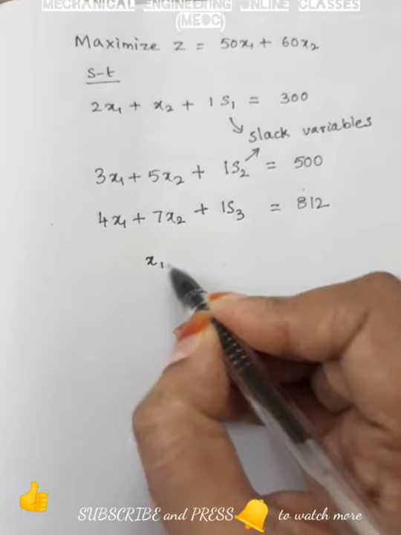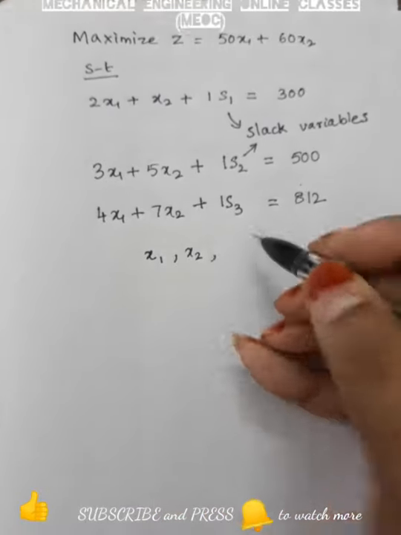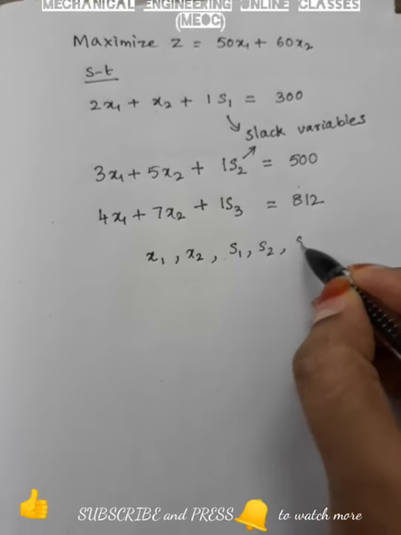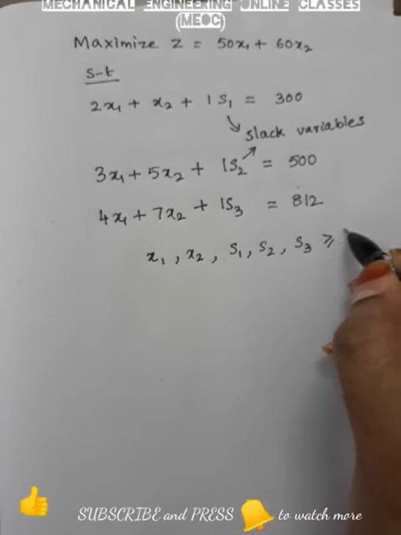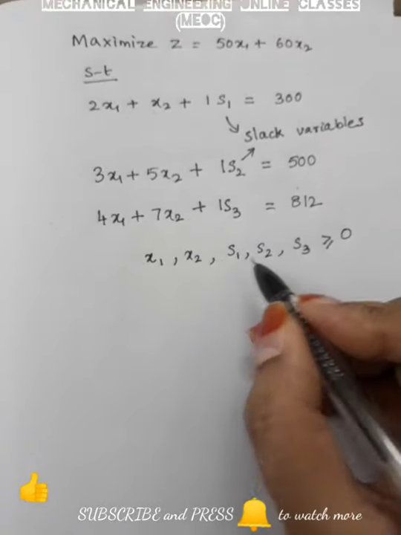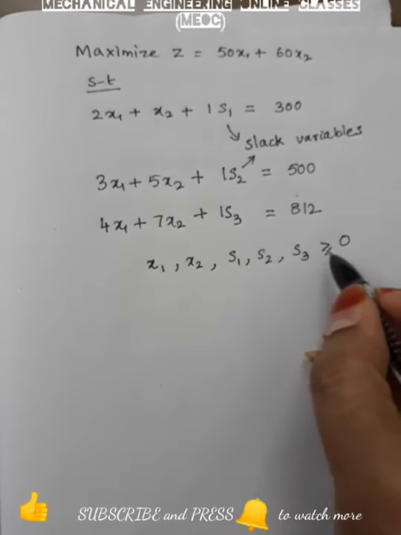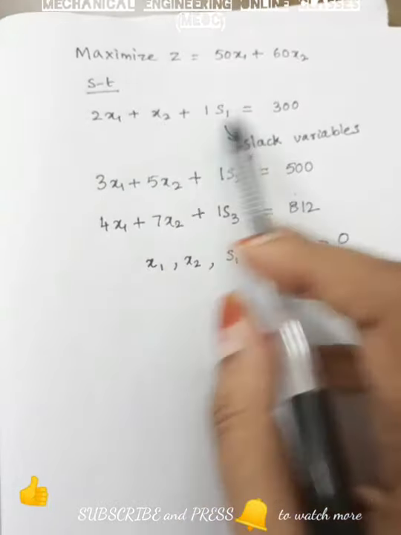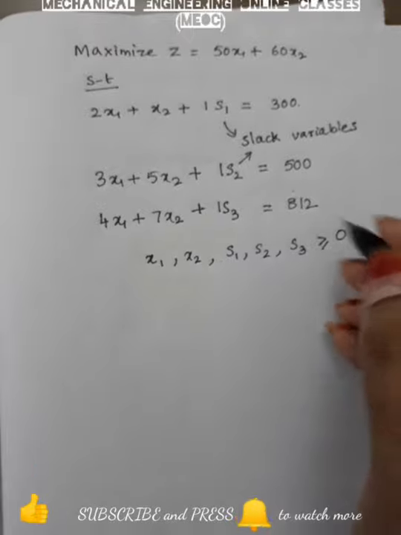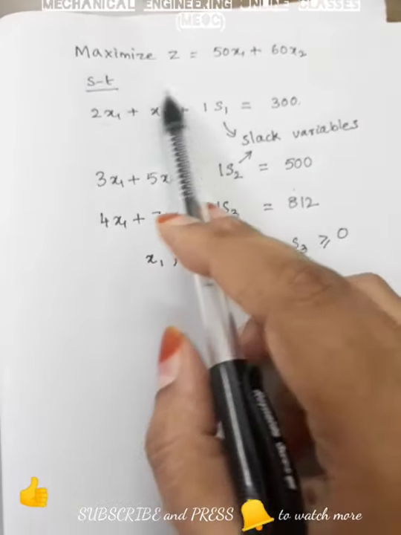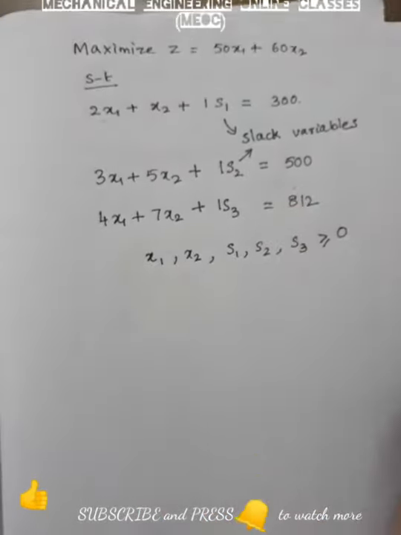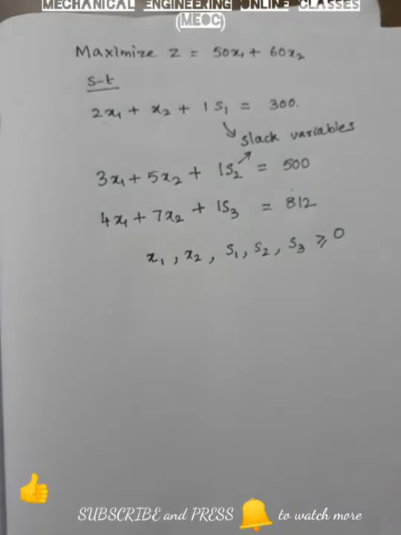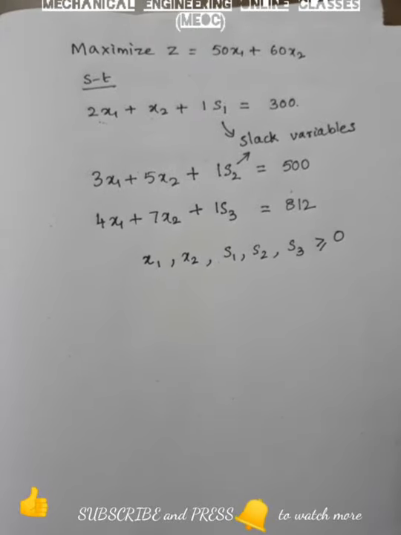Now, apart from x1 and x2, what are the new variables that are introduced? They are s1, s2 and s3. All of them should be greater than or equal to 0. Why am I assuming that s1, s2, s3 are also greater than or equal to 0? If this is positive only, then the left hand side becomes equal to 300. If it is less than 0, the left hand side becomes still lesser compared to 300. So for that reason all these quantities should be greater than or equal to 0. That means they should be either zeros or positives.